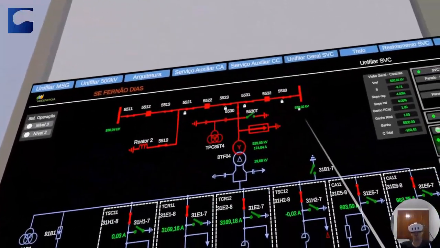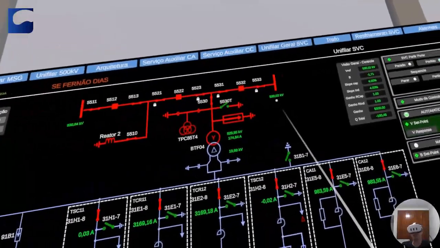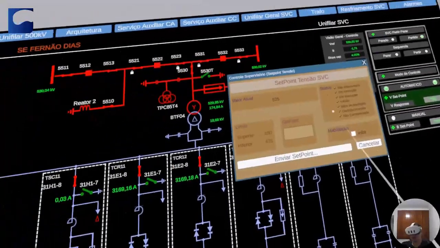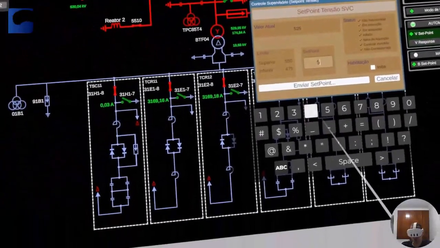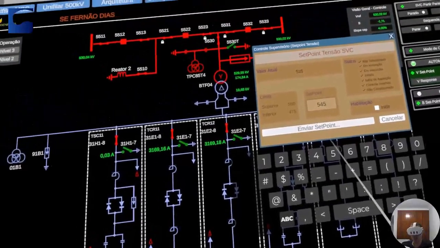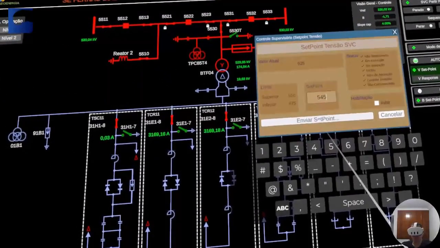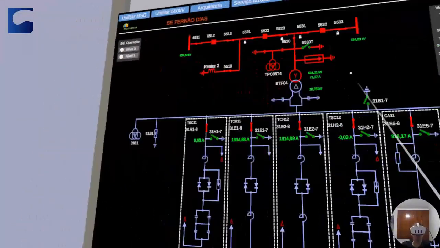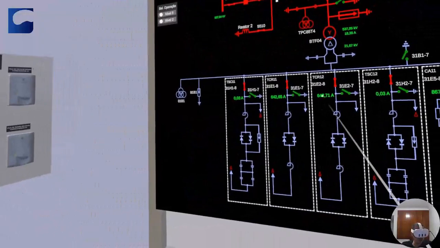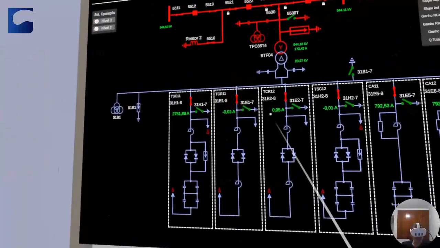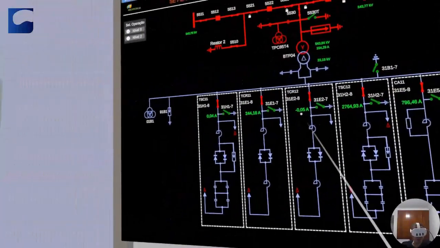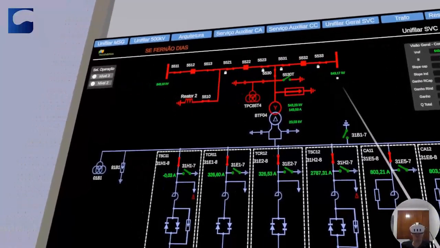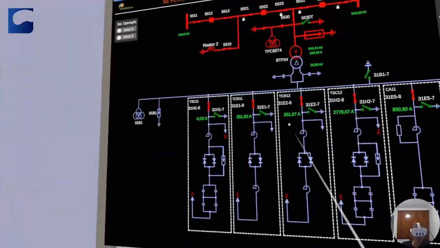Now, I'm going to set a higher set point, folks. Going to raise the voltage. I'll go to 545. That's a very high voltage, folks. I'm almost 10% above nominal. So when I do this, folks, it's going up here. Look, it's reducing the reactors. And this reactor here, folks, it turned off. Look, so it's adjusting here. It's reaching 545. To do that, it's operating its equipment.